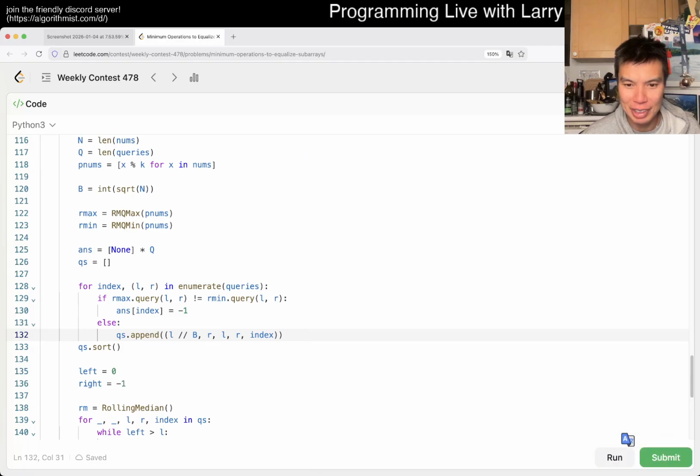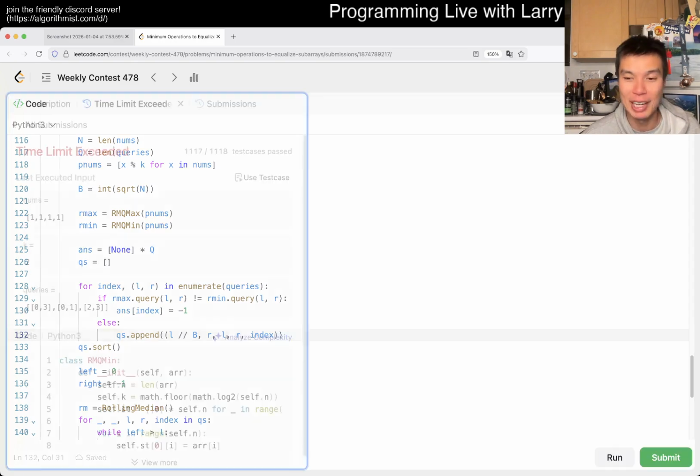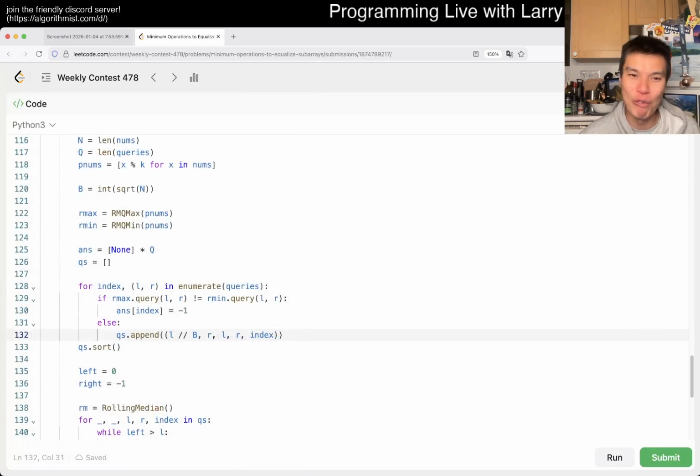I am curious now. I mean, it may still be too slow, but that's a bad typo. We'll see. So maybe I have no one to blame but myself. Okay, still too slow by 1 input.